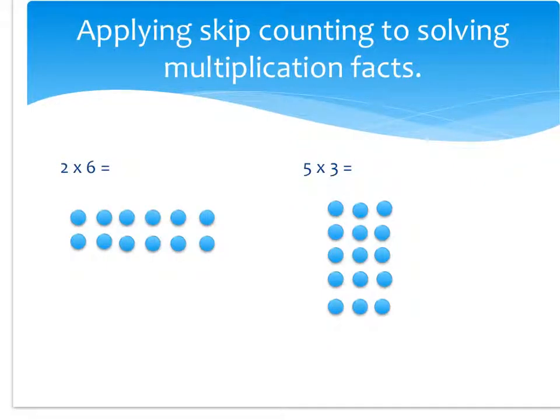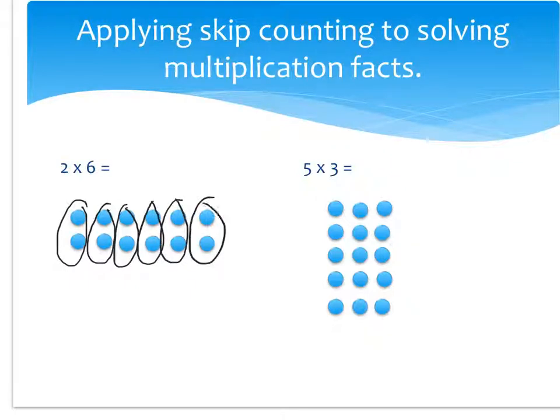All right, let's apply our skip counting to actually solve our multiplication facts. You will see right here I have 2 groups of 6, or 2 times 6. I have drawn a picture of what 2 times 6 would look like in an array. Well, I'm going to group them. 2, 4, 6, 8, 10, 12. Did you see how I counted them? 2, 4, 6, 8, 10, 12. I can skip count that, and so I know my answer here is going to be 12.